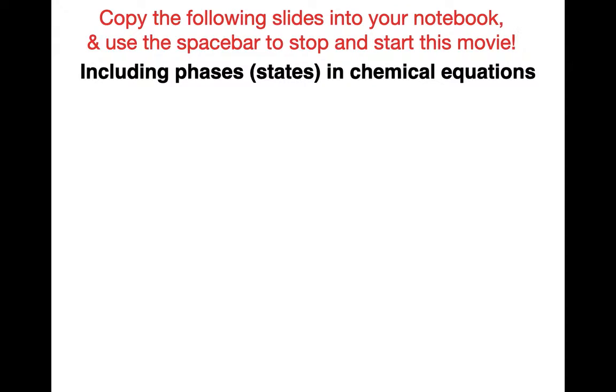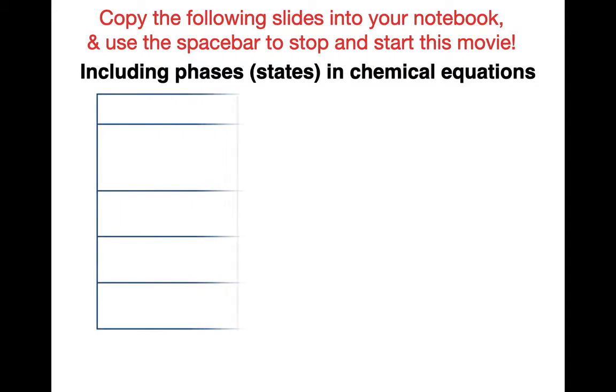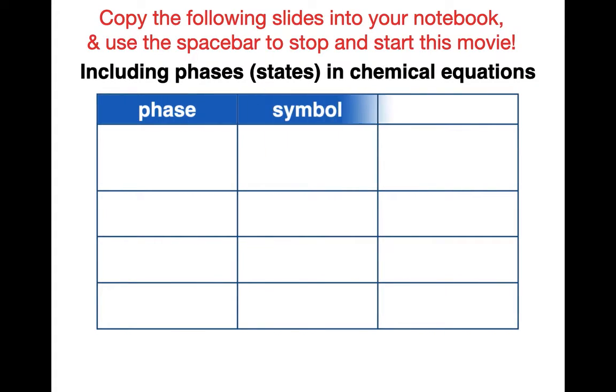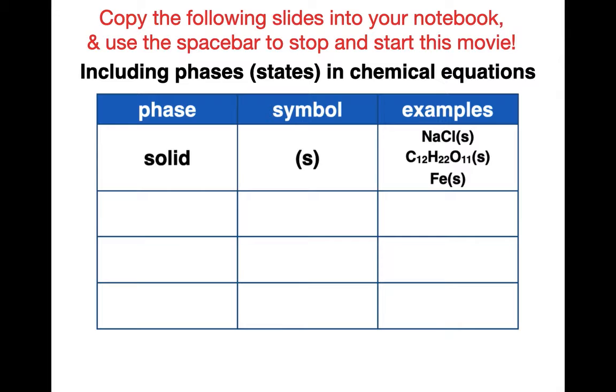Okay, there are only 4 phases. So, a table here of them. We'll complete this table. The first, solid. If something is solid, then we use the symbol s in parentheses, and this is a lowercase s.